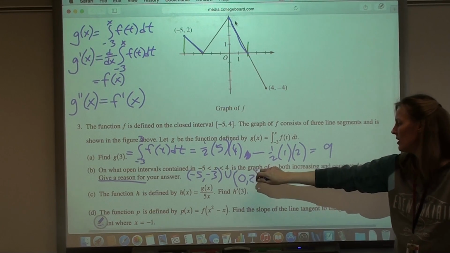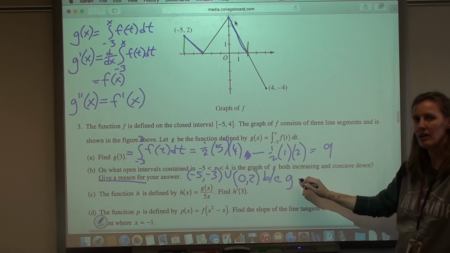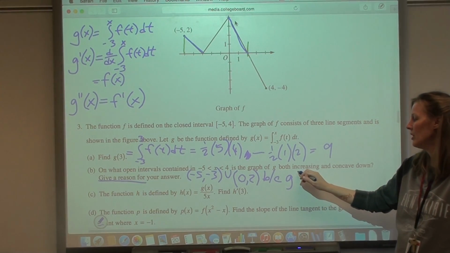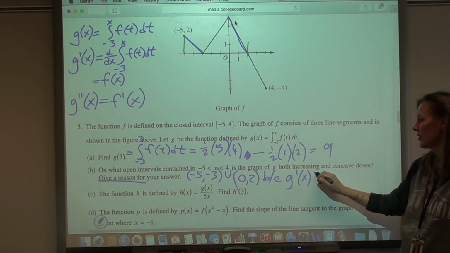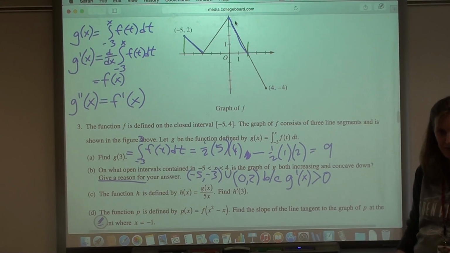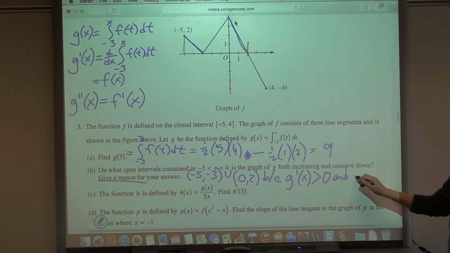We're talking about g. G is increasing because g prime is greater than 0. Okay? G is concave down because g double prime is less than 0. I think it uses the integral.